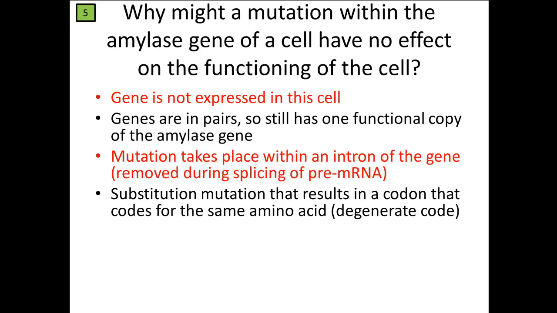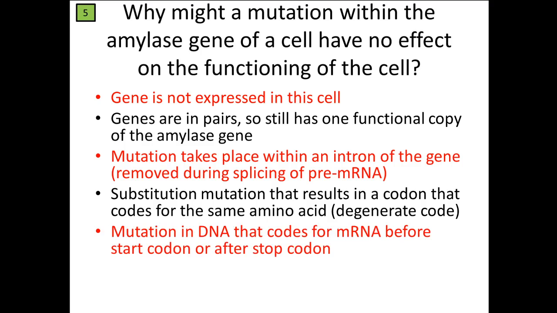It could be a substitution mutation that results in a codon that codes for the same amino acid. We call that the degenerate code. Again, remember that codon map a couple of slides ago? There were 4 ways of coding for one of the amino acids. I think for some amino acids, there's 6 ways of coding for it. So there's many ways of coding for the same one, and that's where degenerate comes from. It's a mathematical term for numerous solutions to a coding system.